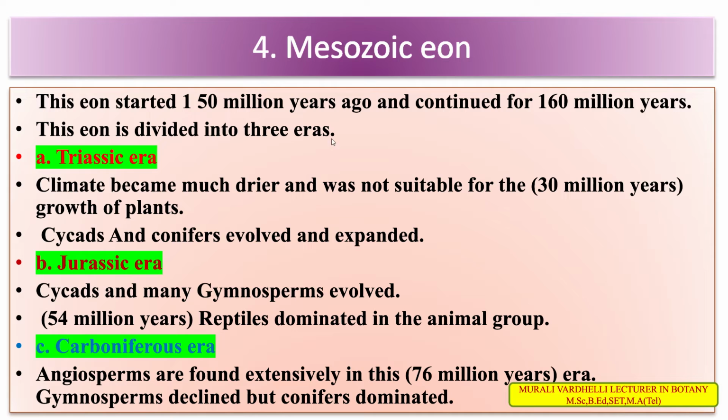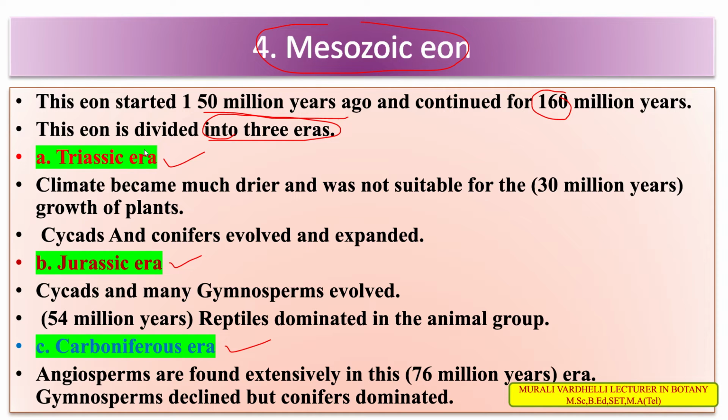Next, the fourth eon, that is the Mesozoic eon. This Mesozoic eon started 150 million years ago, and it continued for 160 million years. This eon is divided into three eras. The first one is the Triassic era, the second one is the Jurassic era, the third one is the Cretaceous era.